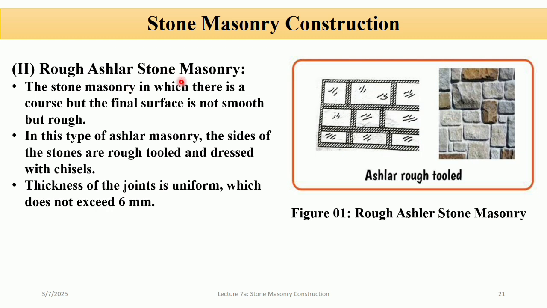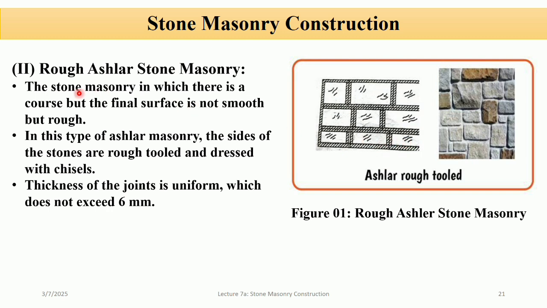Rough ashlar stone masonry is a type of ashlar masonry where the stones are partially dressed, meaning only the sides are cut to fit tightly, but the exposed faces remain rough. So it combines the strength and precision of ashlar masonry with a slightly rustic appearance.